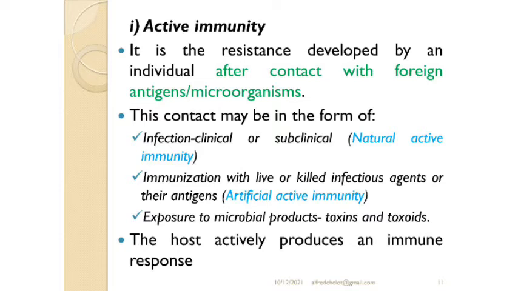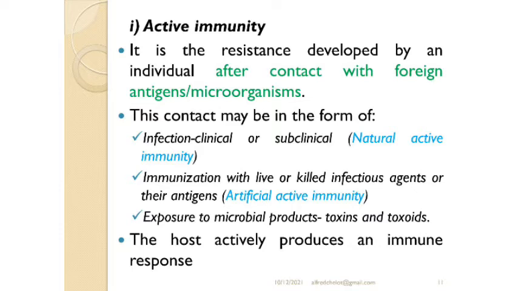So active immunity is the resistance that develops by an individual after contact with foreign antigens or disease-causing microorganisms. And contact can be in various forms. For example, it can be in form of an infection, which can either be clinical or subclinical, and this will form the natural active immunity.